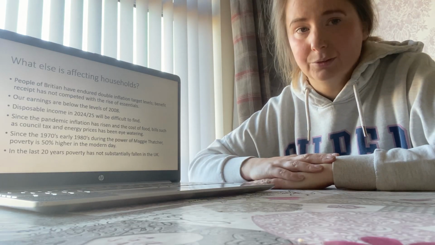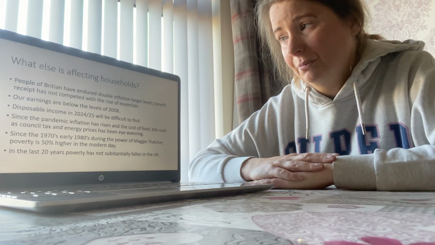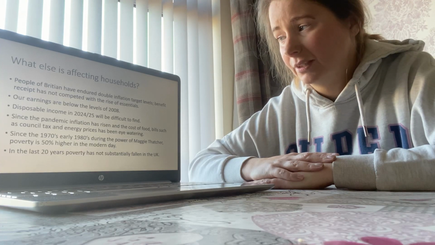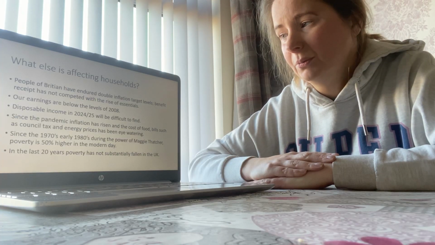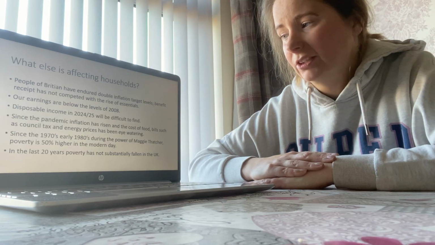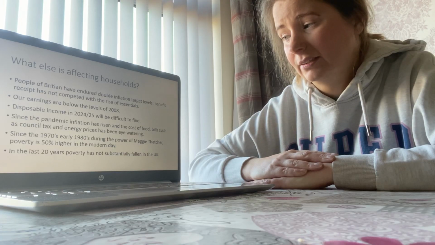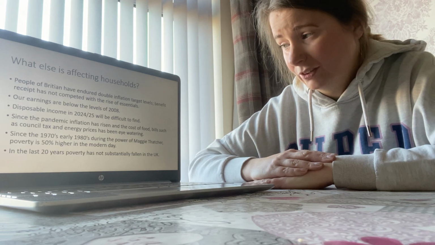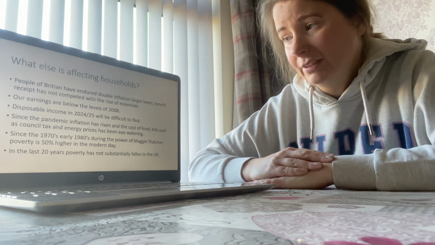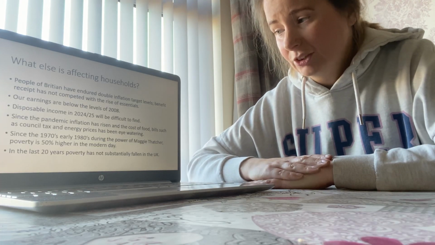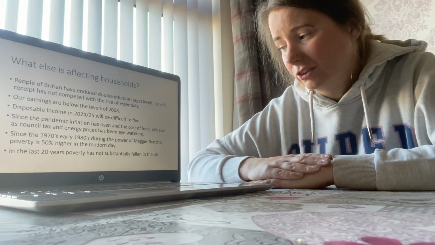What else is affecting households? People of Britain have endured double the inflation target level. Benefit receipt has not kept up with the rise of essentials. Disposable income in 2024-25 will be difficult to find. Since the pandemic, inflation has risen and the cost of bills such as council tax and energy prices has been eye-watering. Since the 1970s and early 1980s, during the time of Maggie Thatcher, poverty is 50% higher in the modern day. In the last 20 years, poverty has not substantially fallen in the UK.